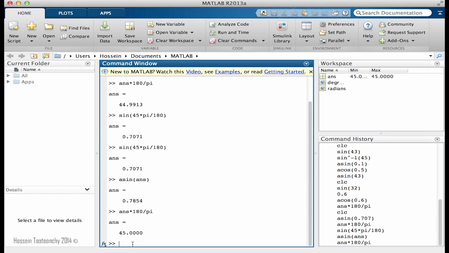So I encourage you to work with these conversions, and it's really important that we grasp the idea of how we can convert the numbers between radians and degrees. And as you see, we used it not only for the sine functions, but also for their inverses as well.